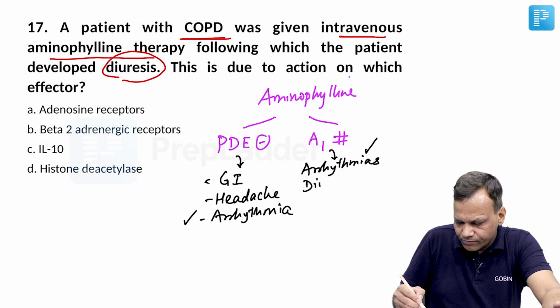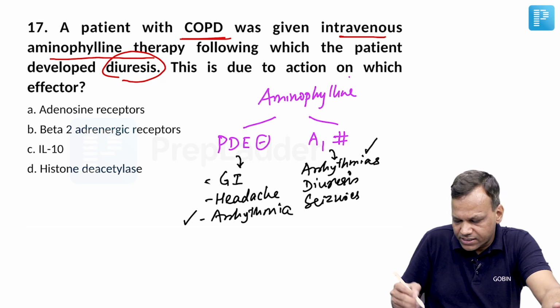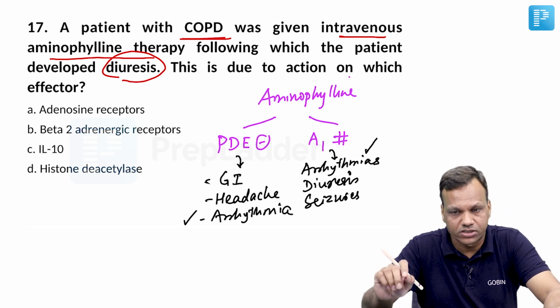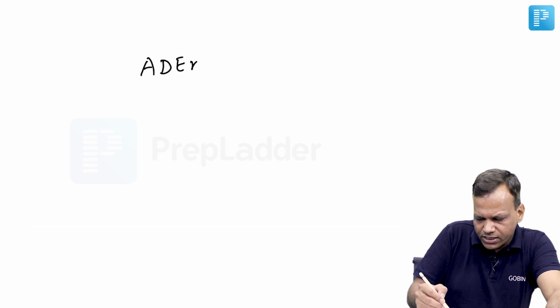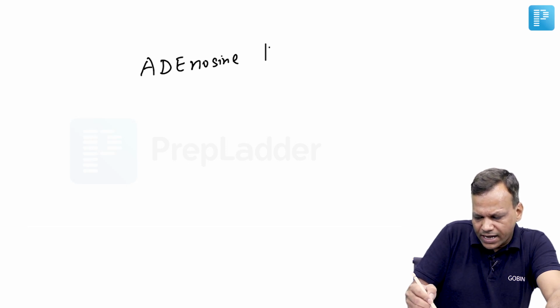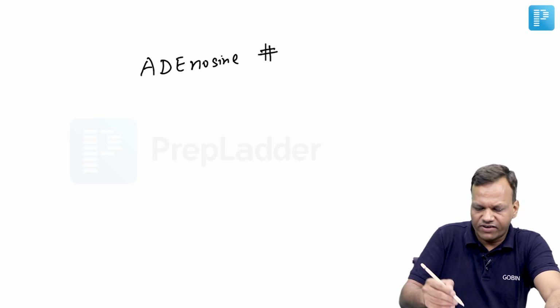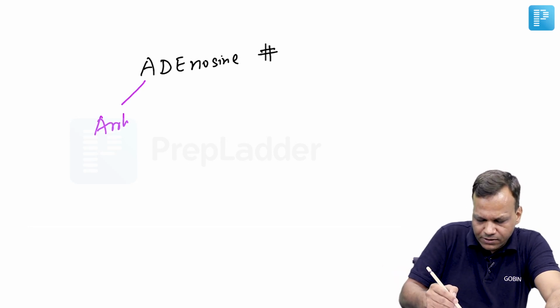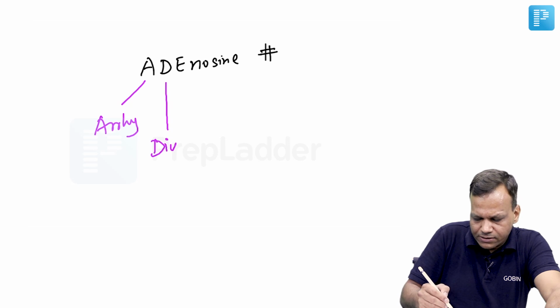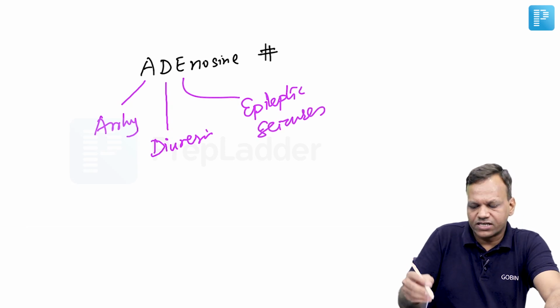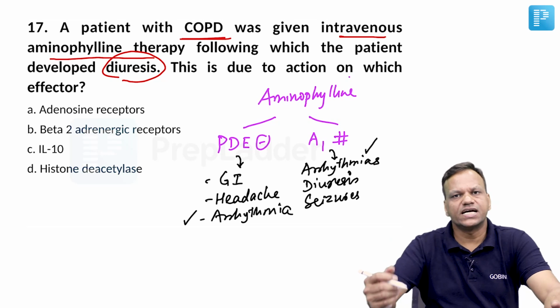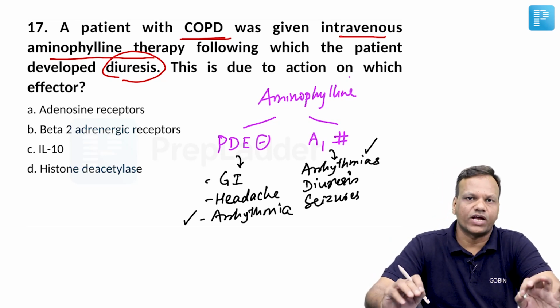Then diuresis and seizures. The three side effects which are due to adenosine A1 antagonism. So how you can remember? Just write adenosine antagonism. So adenosine antagonism causes three side effects, which is A for arrhythmias, D for diuresis, and E for epileptic seizures. Obviously it is not epilepsy but seizures. So these side effects are due to adenosine antagonism, whereas GI side effects and headache are due to phosphodiesterase inhibition.